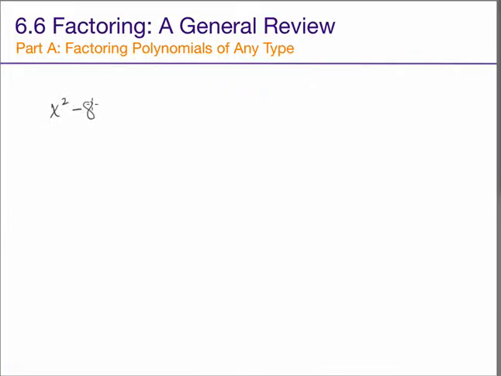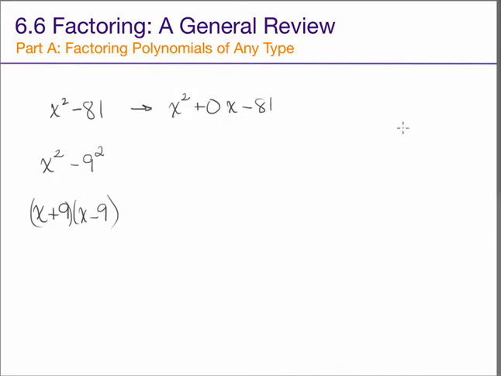Let's take a look at another difference of squares problem. If you can see the shortcut here, recognize that this can be written as x squared minus 9 squared, then you can jump straight to x plus 9 times x minus 9. If you can't see that though, then try rewriting it. There's no x-only term, so introduce one. And carry on as before.